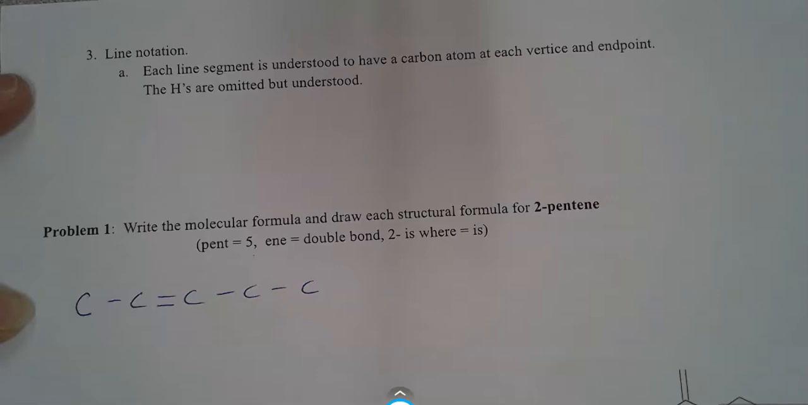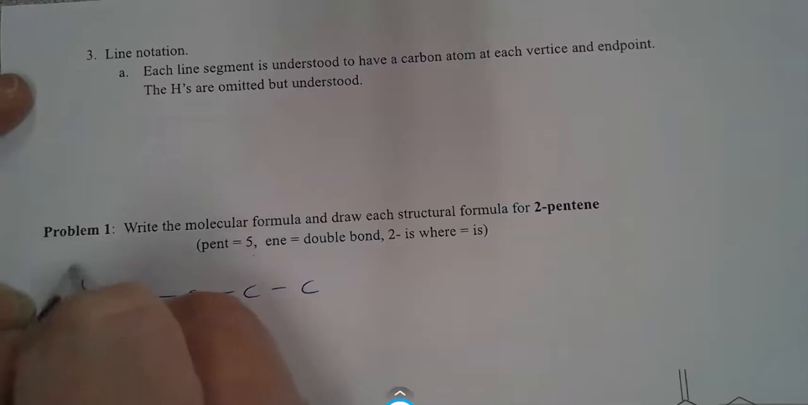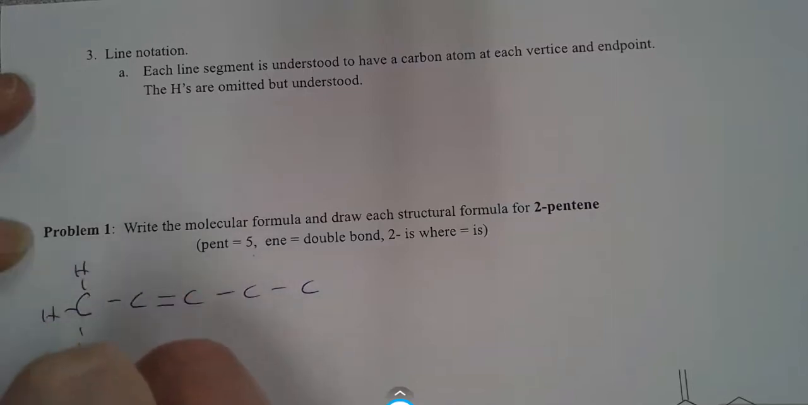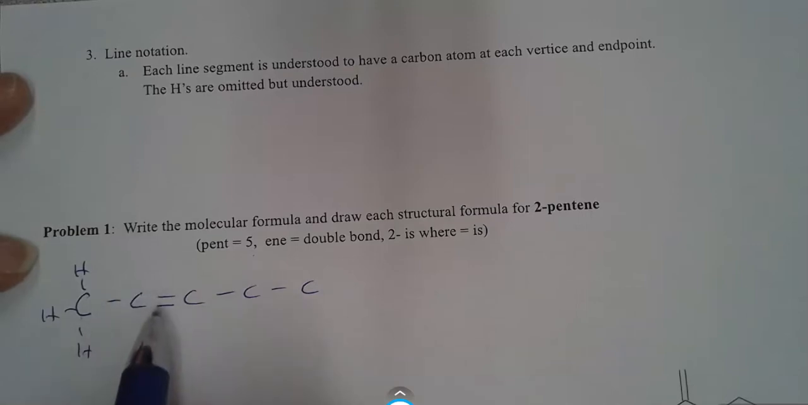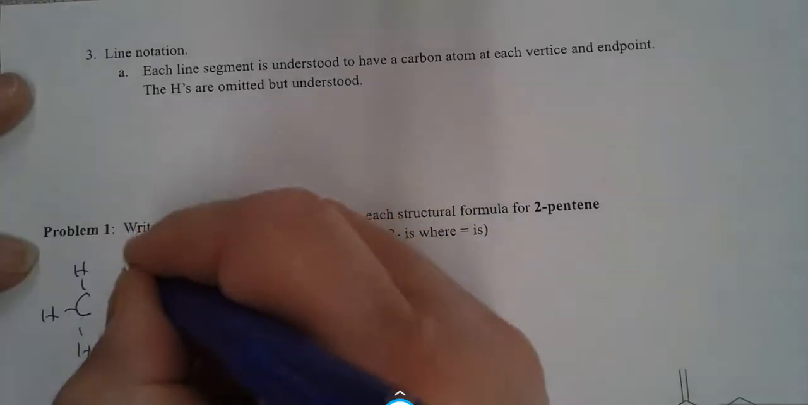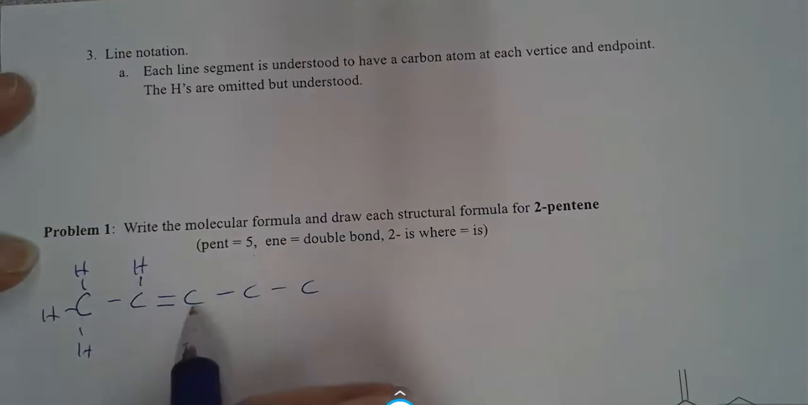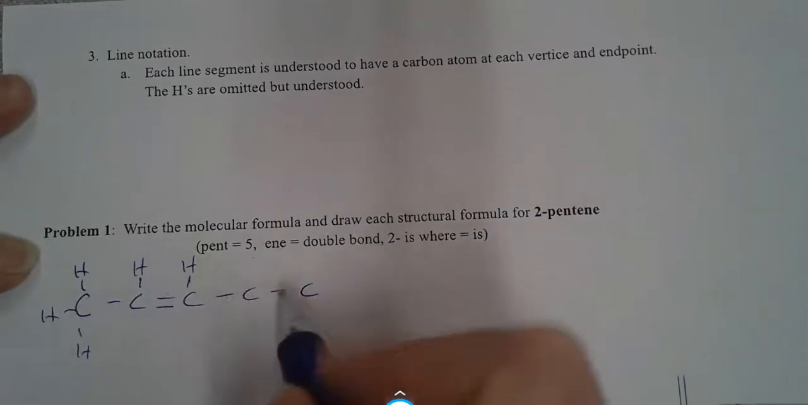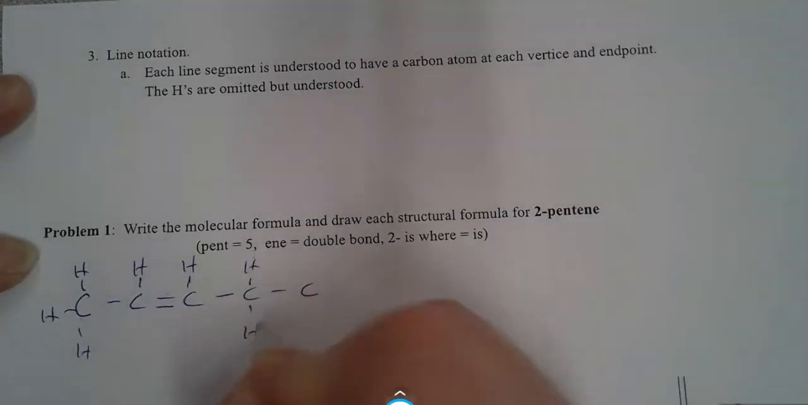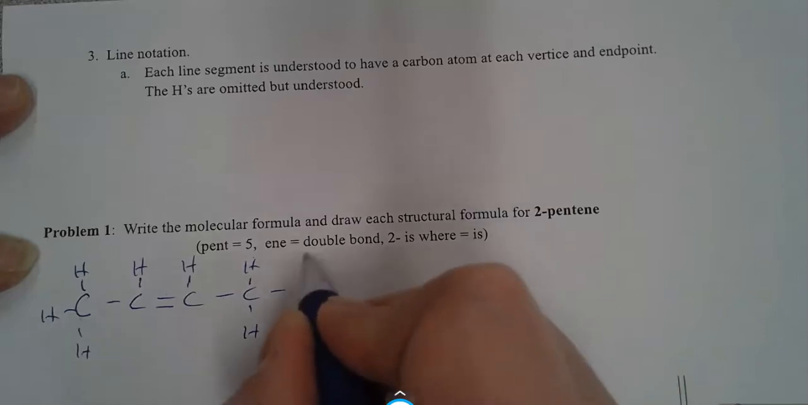Therefore, I can figure out what the molecular formula is, all right? So how many bonds are going to be on this? Well, 3 H's. How many bonds are on this one right now? 1, 2, 3. So I need 1 more hydrogen. How many bonds are in this one? 1, 2, 3. So I need 1 more hydrogen. How many bonds are in this one? 2. So I need 2 more hydrogens. And how many bonds are in this one? 1. So I need 3.